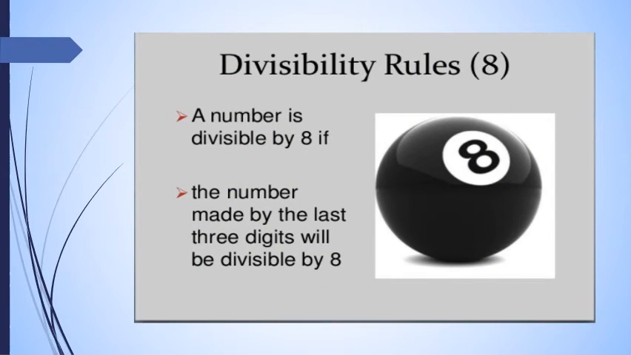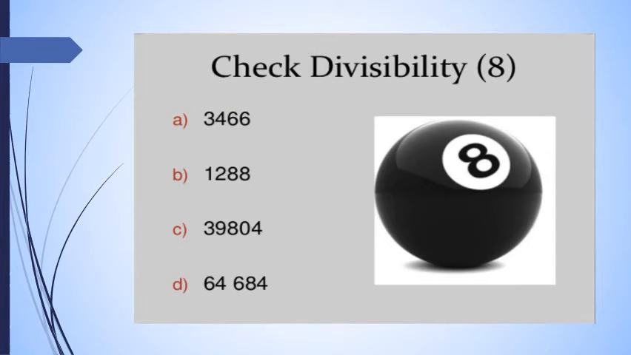Now there is a divisibility rule for 8. For the table of 8, the rule is: a number is divisible by 8 if the number made by the last three digits is divisible by 8. So here you have to check the divisibility of the last three digits. The last three digits are 466.